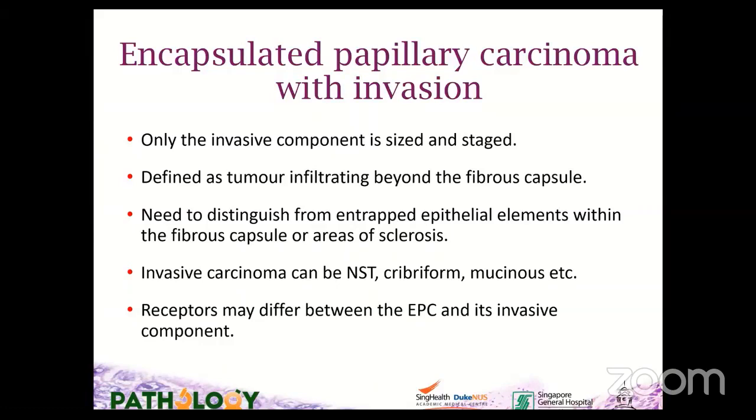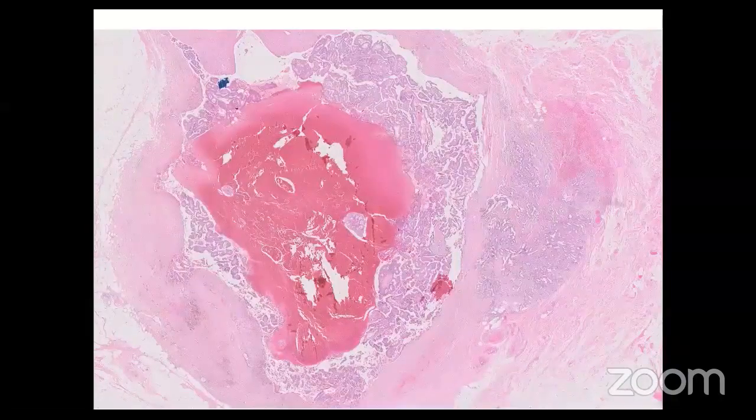In this setting, invasion is defined as tumor infiltrating beyond the fibrous capsule, and it is necessary to distinguish this from entrapped epithelial elements within the fibrous capsule or areas of sclerosis. The accompanying invasive disease can be either of no special type, cribriform, mucinous, or other types of invasive cancer, and receptor status may differ between the encapsulated papillary carcinoma and its accompanying invasive component.